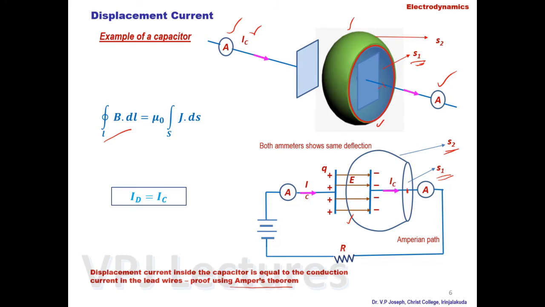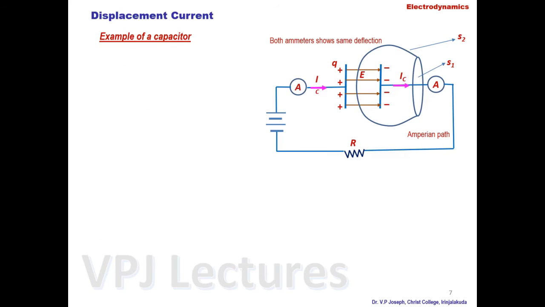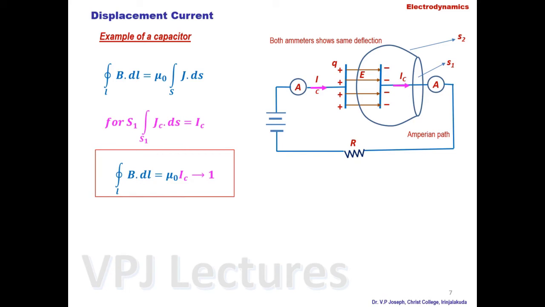First, let us take the first surface, that is S1. For the surface S1, we have the surface integral over S1 of JC dot ds, and that is equal to IC. We are evaluating the right hand side of this Ampere's circuital theorem, and so we get the line integral of B dot dl is equal to mu 0 times IC. Okay, so this evaluation is for the surface S1.